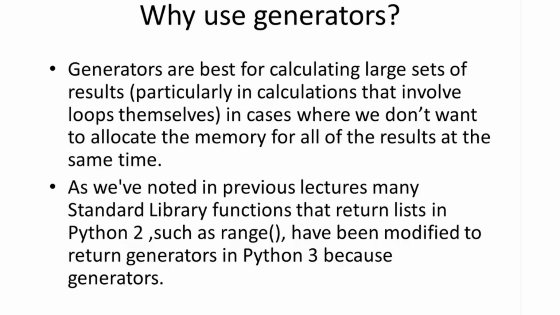So why use generators? Generators are best for calculating very large sets of results, particularly in calculations that involve loops themselves, in cases where we don't want to allocate the memory for all the results at the same time, just as I mentioned back in the range lecture. We noted before that a lot of the functions in the standard library that return lists in Python 2, such as range, have been modified to return generators in Python 3, because generators are a better way of creating those objects. So let's go ahead and jump to the live code.